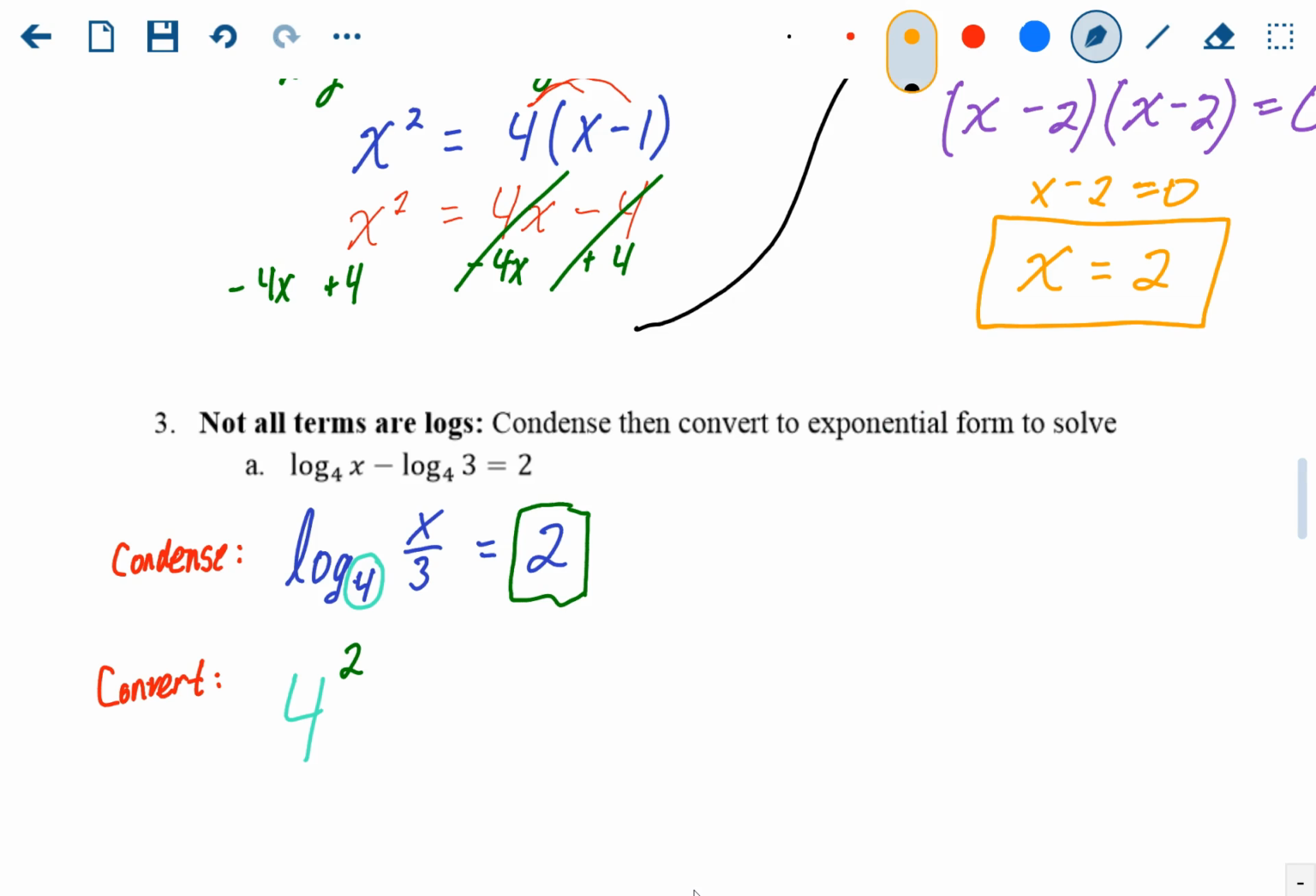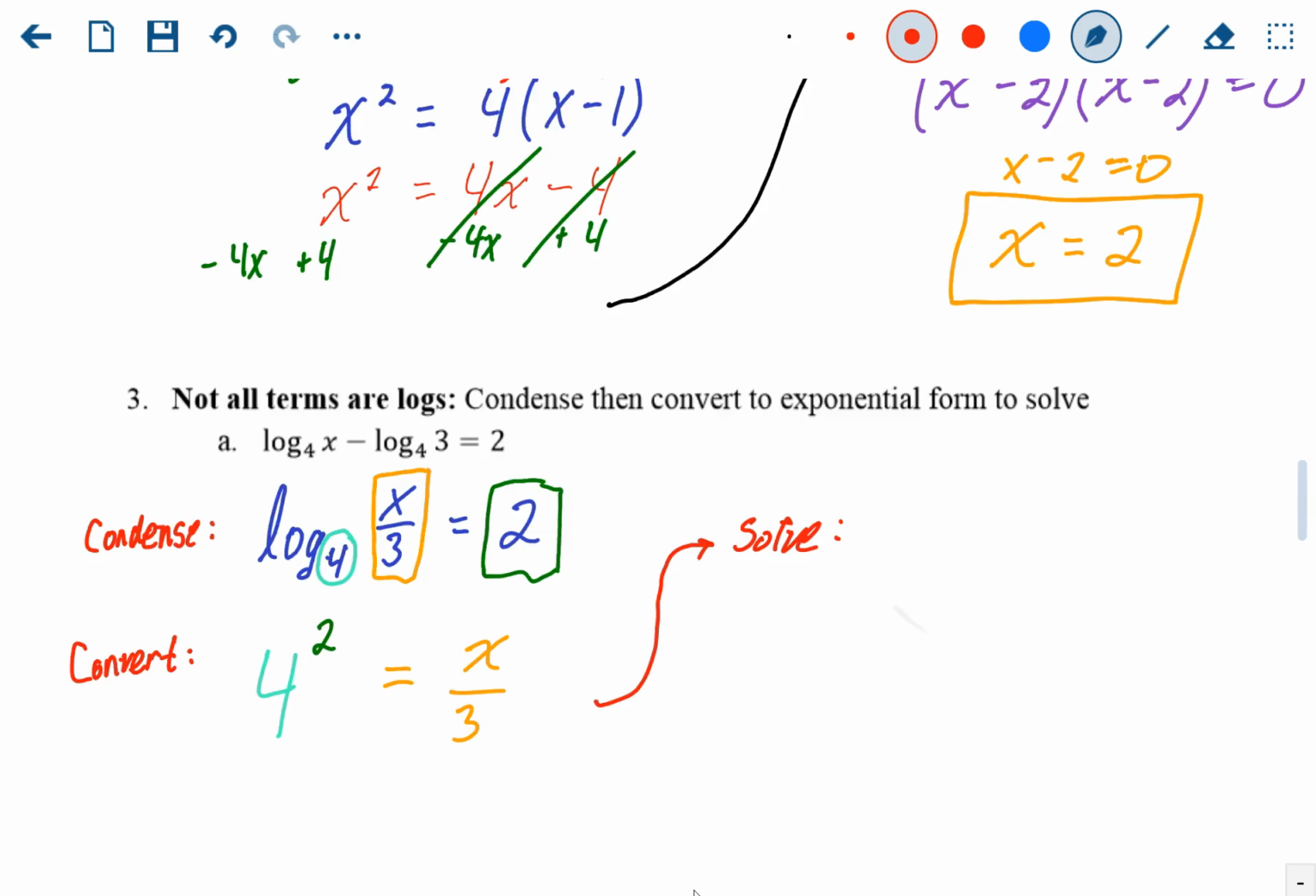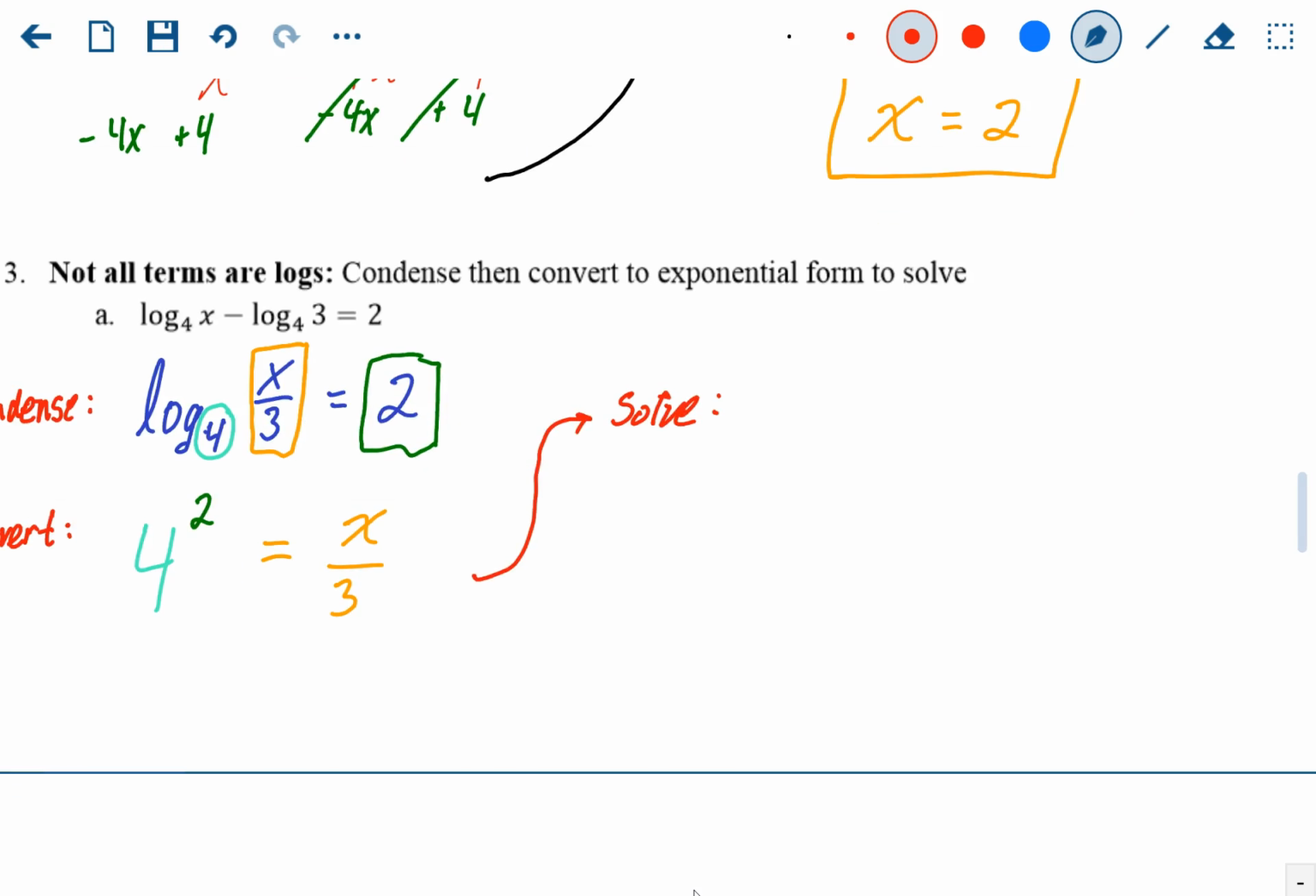And then the input of a log is the output of an exponential. So this x over 3 is what this is going to equal. All right, now you just have to solve that equation. It's not as bad as it looks, because we know what 4 squared is. 4 squared is 16. So you're just solving the equation 16 equals x over 3.